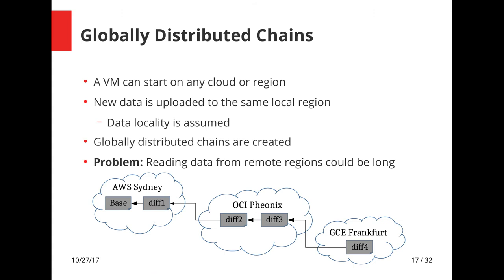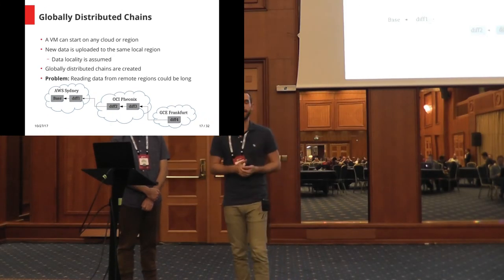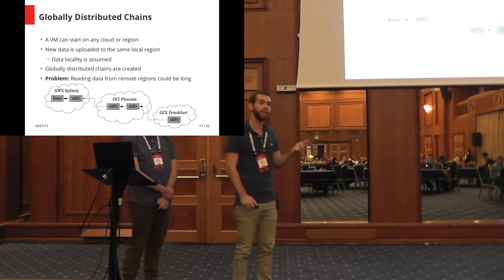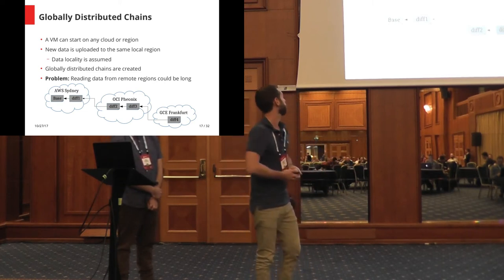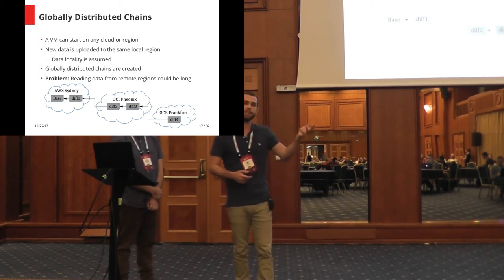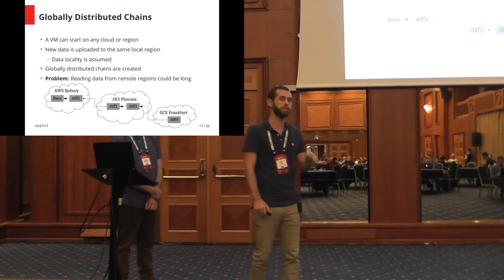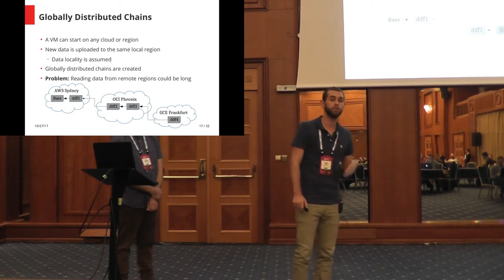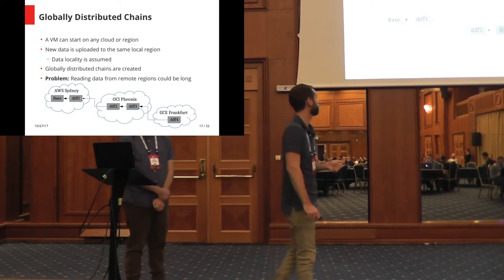Let me refer to the title of the conversation, globally distributed chains. What do I mean by that? Every time the VM starts, it can start on any cloud or any region. The customer can choose that. What I didn't say is that the new data, the tip of the chain, is uploaded to the same local region where the VM was started. This is because we assume data locality. The VM would probably start again on the same region, the same cloud it was started before.